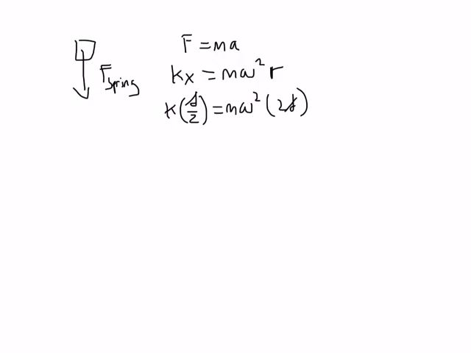So now we just need to find what k equals, right? Rearrange. The d's will cancel. We get k is 4m omega squared. That's part A. Fairly straightforward.